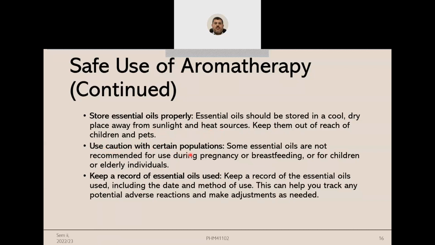Try to use caution with certain populations. So, as we mentioned about pregnancy, for example, or breastfeeding, if it is not recommended, then it should not be taken during pregnancy or breastfeeding, or especially also for children and elderly individuals, we should use them with caution.